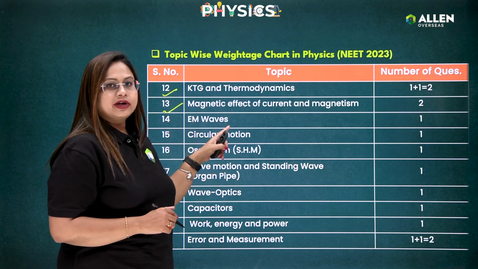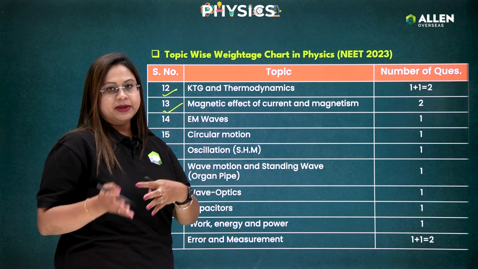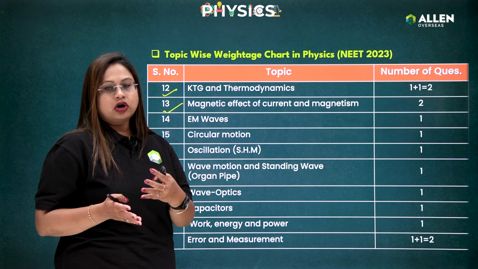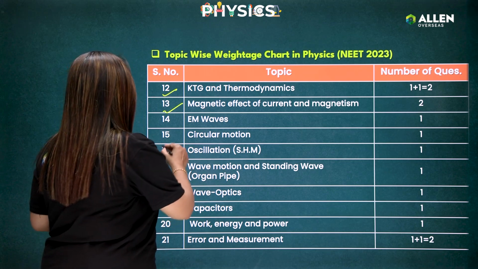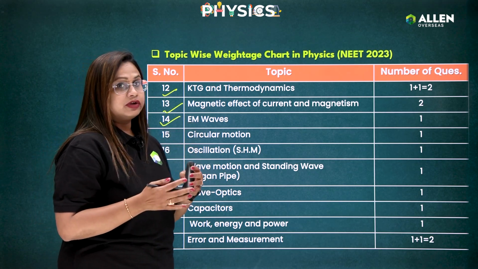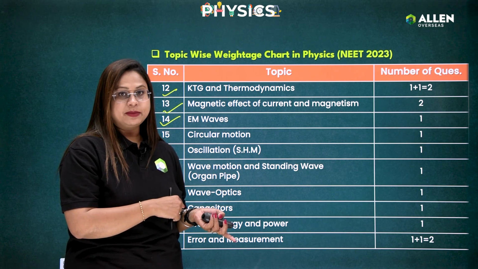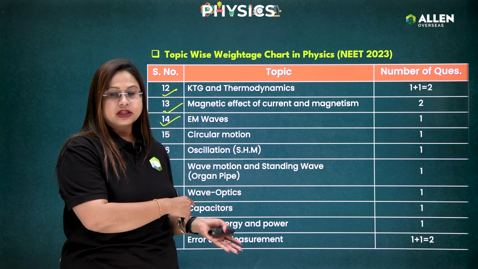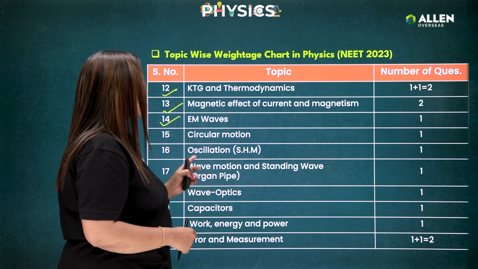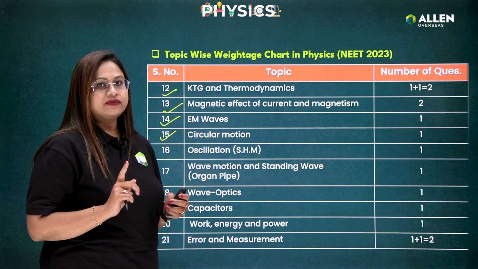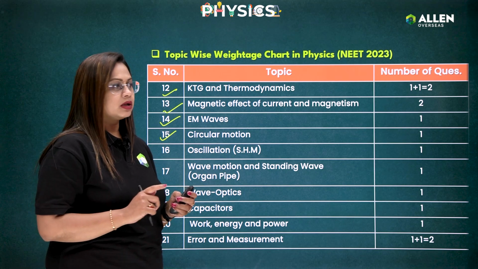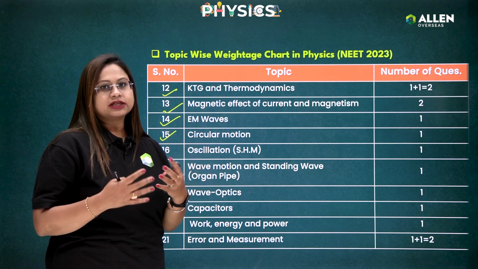Electromagnetic waves, we had 1 question that was purely based on electromagnetic waves, on finding out the electric field and the magnetic field. And one question was a mixed concept of displacement current, that was also using the concept of alternating current. 15th one is circular motion. One question was asked from circular motion, and that also used the basic concept of vectors.